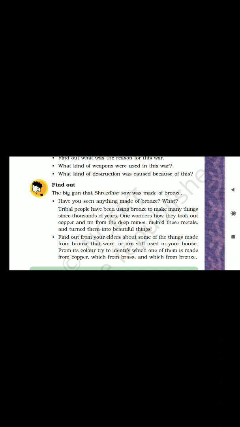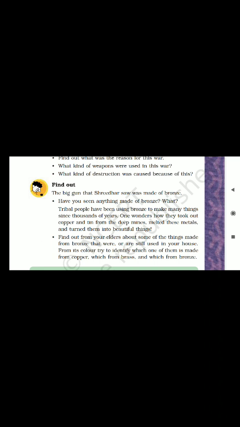So here we are talking about alloy, and you will be learning about the details of alloy in the higher classes. Find out from your elders about some of the things made from bronze that were or are still used in your house. So you need to gather information about things made of bronze, and you will get the information from your elders about the things that your family used in your house made of bronze.